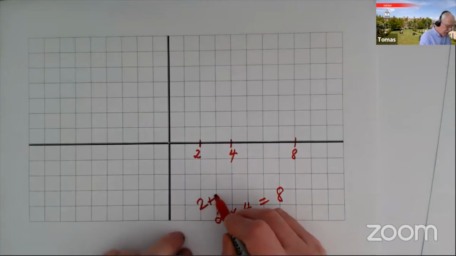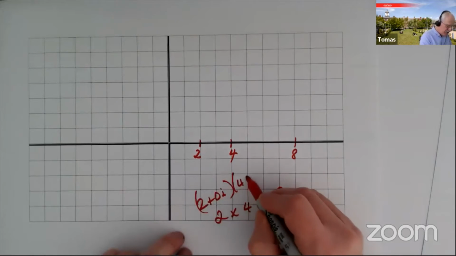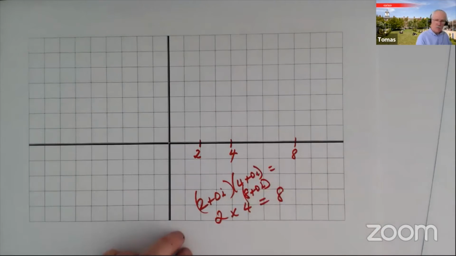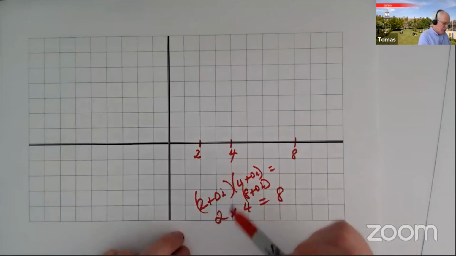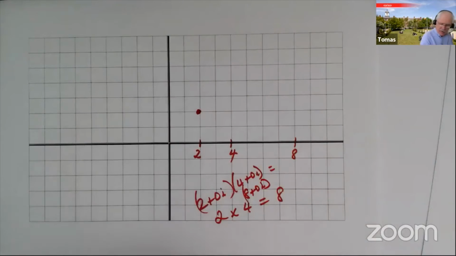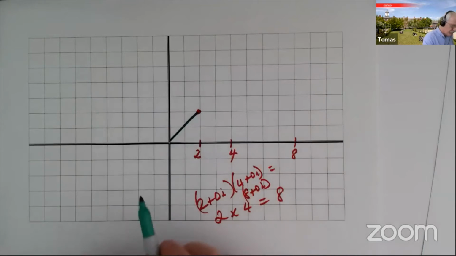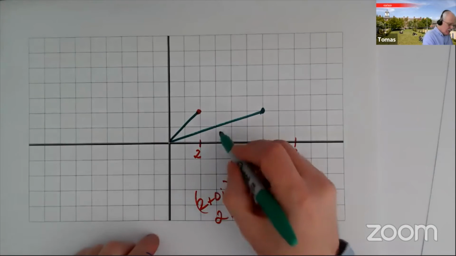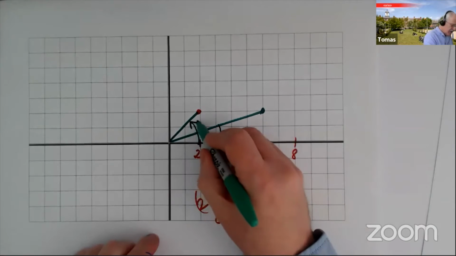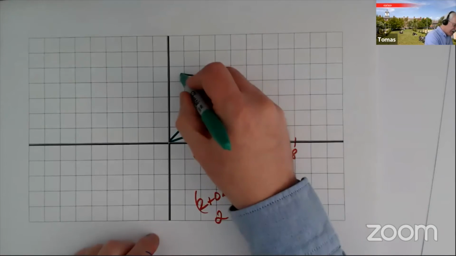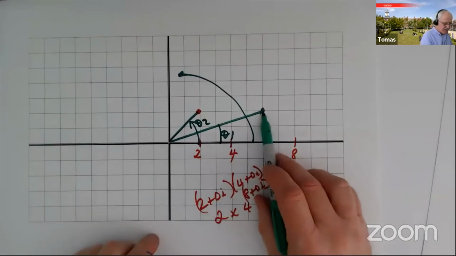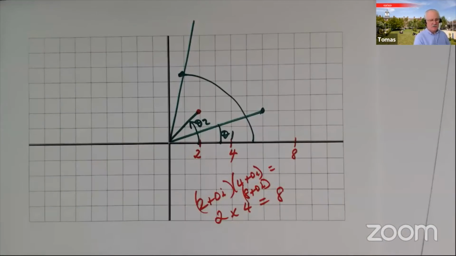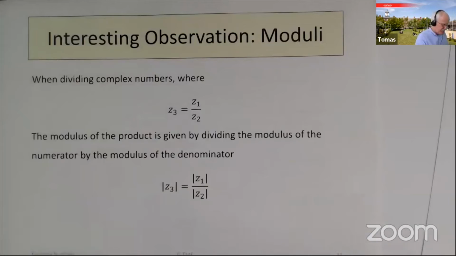Or 2 plus 0i times 4 plus 0i is 8 plus 0i. So it works. And all we're saying is that if you've got a point there, like this one, and you've got another one here, that one, you take the first angle here, the second angle here, and join those two together to get the third angle. And if this is a certain length and this is a certain length, the answer will be a lot longer length to get it. So that's how you do the complex numbers.